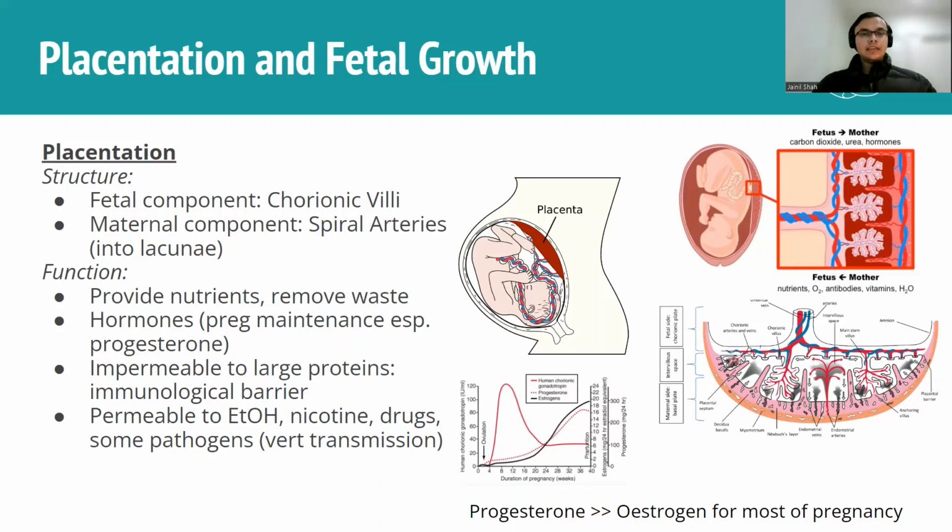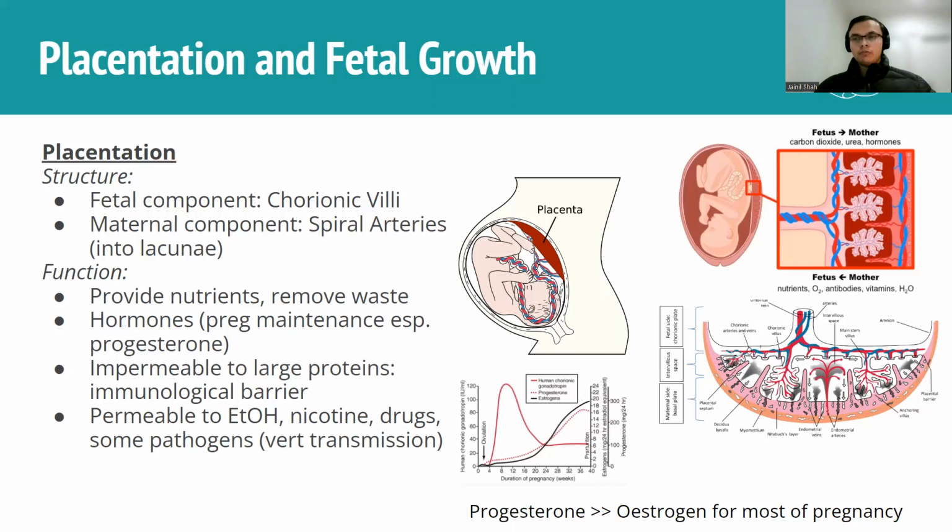And then the final thing here is that, however, it is still permeable to some noxious chemicals. So alcohol, for one, so that's why you have fetal alcohol syndrome. Nicotine can cross over. Certain drugs can cross over. Hence, you learn about certain drugs that are teratogenic or can cause complications during pregnancies. And also some pathogens can be vertically transmitted. For example, HIV is one.